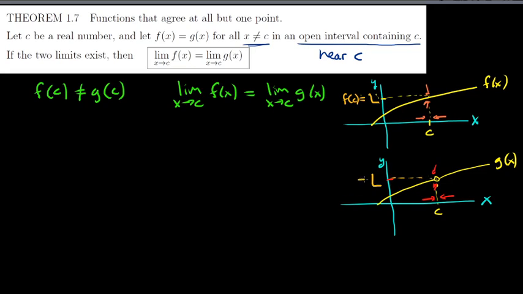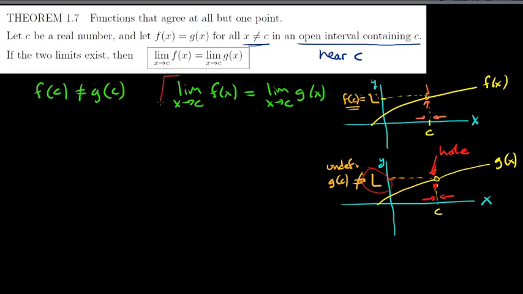But in this case, L is not g of c. Why? Because g of c, of course, is undefined. Here, f of c is not undefined. There's an actual point here on the graph, whereas here, there's a hole. And I realize the arrow is not quite pointing at the hole here. So yeah, there's a hole for g. But notice that doesn't affect the limit. The limit is still L.